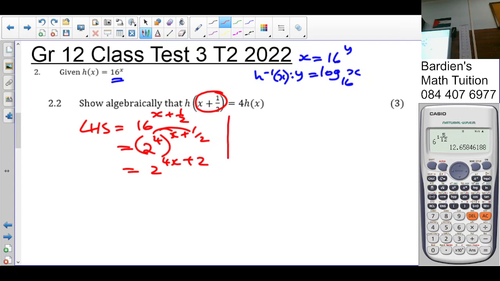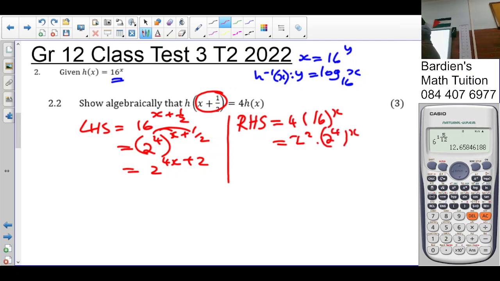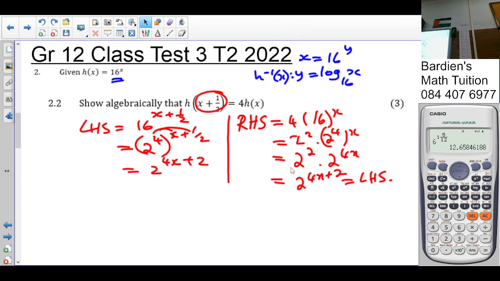My right hand side is going to be 4 times h of x. And what's h of x? 16 to the x. Okay? So 4 can be written as 2 squared, and 16 is 2 to the 4 raised to the x. So it's 2 squared times 2 to the 4x. When you're multiplying and bases are the same, we add the exponents. So it's 2 to the 4x plus 2. Can you see the same? Which is equal to the left hand side. Okay?